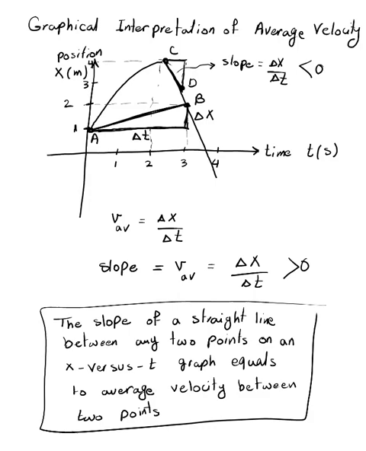The take-home message is this: the slope of a straight line between any 2 points on an x versus t graph equals the average velocity between those 2 points. A positive slope means that the net motion is to the right, and a negative slope means that the net motion is to the left.